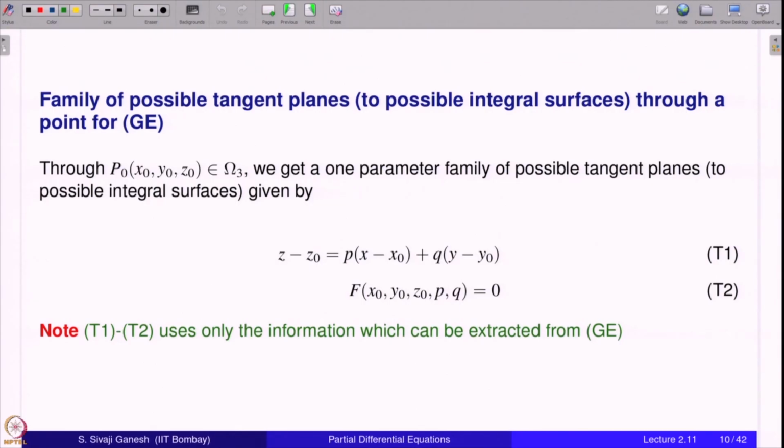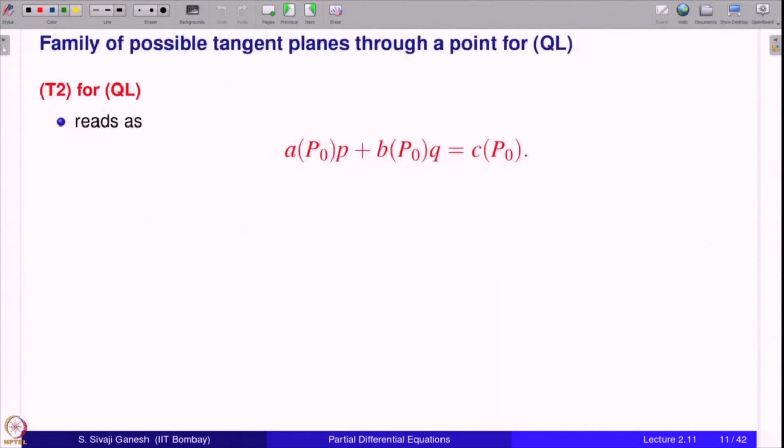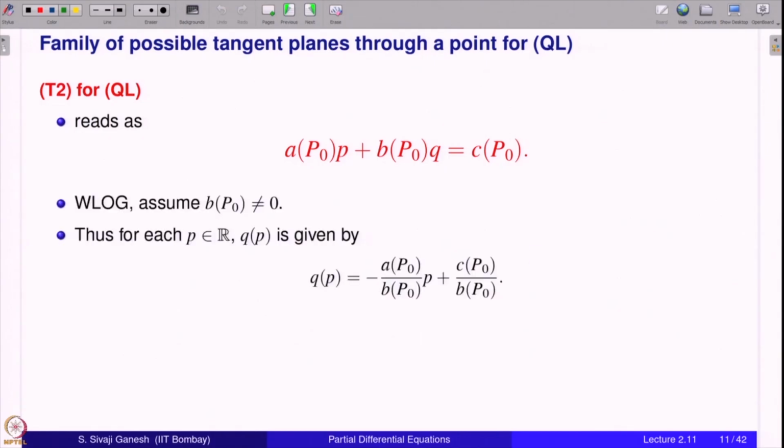It should satisfy these conditions T1, T2. Note this uses only the information coming from the equation. We are not pretending that we know the integral surface, that is not needed. Now we observed that the T2 for a quasi-linear equation is this, and as one of them is non-zero, we know that A or B has to be non-zero by assumption in the quasi-linear equations.